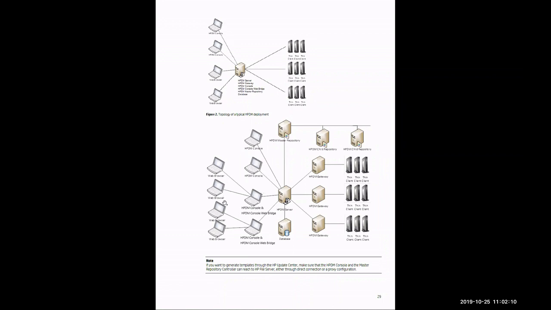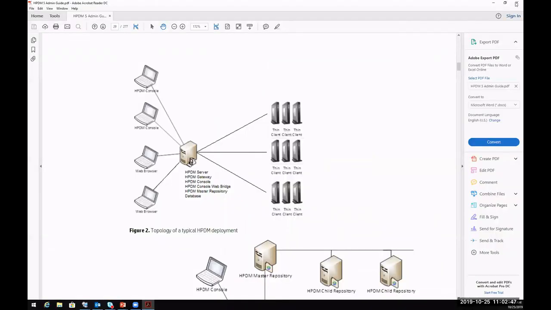Utilizing the lower topology, I'm going to explain the flow of how a deployment request will work. An admin will use the web browser or the software console to create a deployment request. That deployment request will then get sent to the HPDM server component. It will then use the database, either Postgres or Microsoft SQL, for its logical data. It will then request the payload from the master repository component and the child repository components if present. It will then use the HPDM gateway component to send out that deployment request to your individual thin clients. And now we're going to check on our installation.